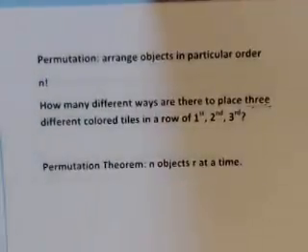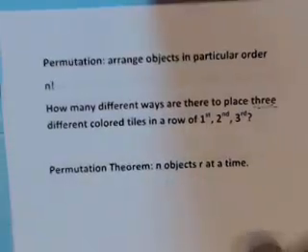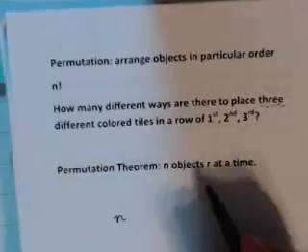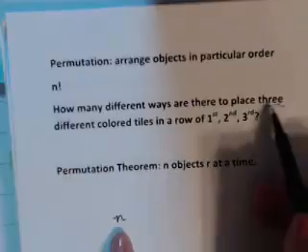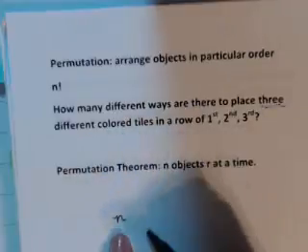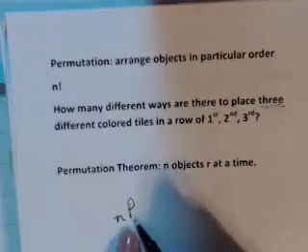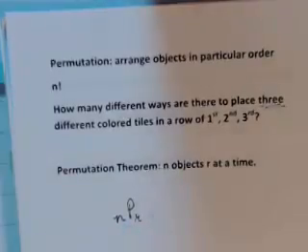So the formula that we use for permutations is written like this. We use n to represent the number of objects, like we had 3 colored tiles, and r represent the number of them that we're going to use. So we had first, second, and third, so we were using 3.